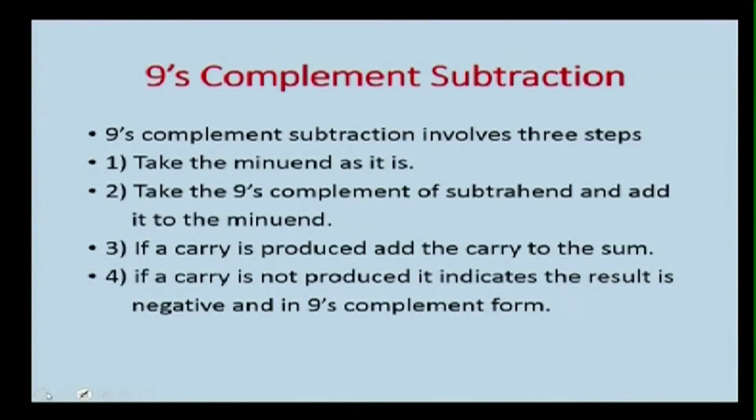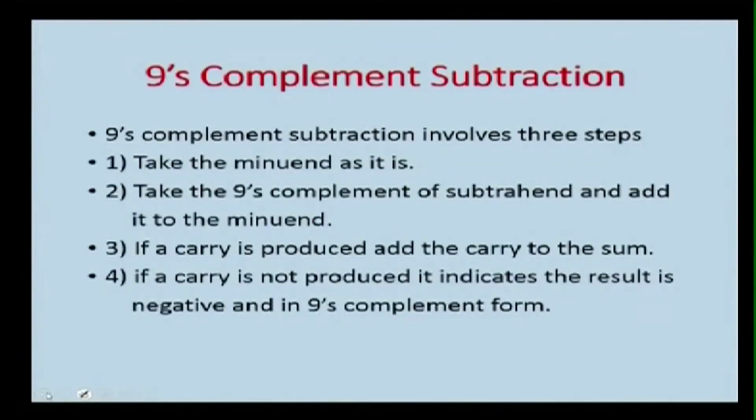Now 9's complement subtraction also involves 3 steps. It also says that the minuend should be taken as it is. In all the complement methods we find that the minuend should not be changed. Then when we come to the subtrahend, we have to take the 9's complement of the subtrahend and add it to the minuend. If a carry is produced, then that carry should be added to the sum as we had done under the 1's complement method. And if a carry is not produced, it indicates that the result is negative and it is in the 9's complement form.